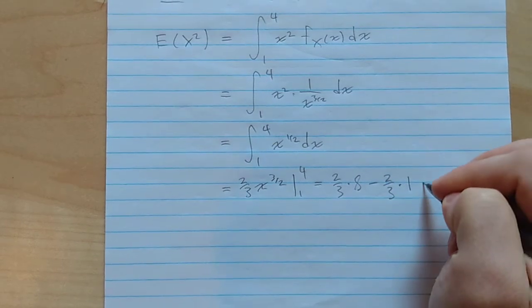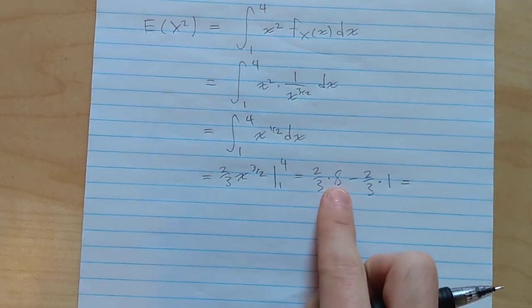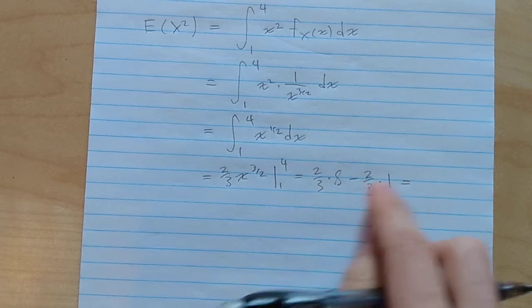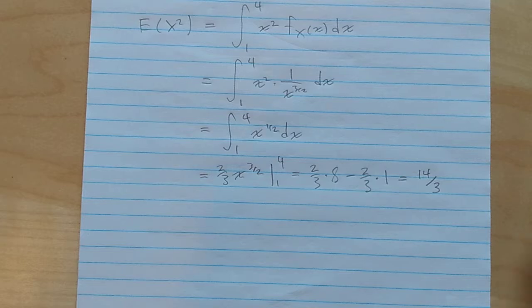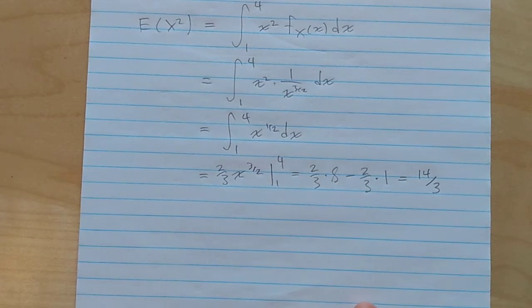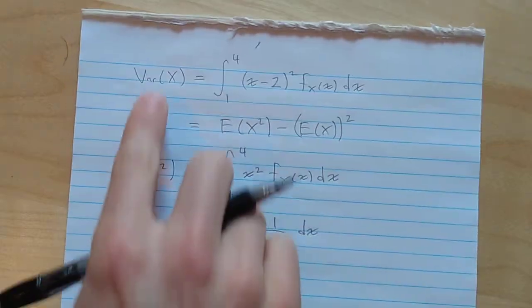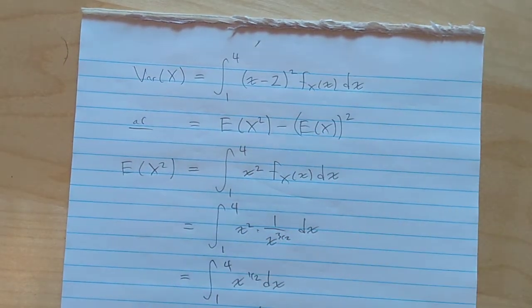Times 1, which is equal to, what do I get here? 8 times 2 is 16, minus 2, 14/3, looks like. All right. And so that was the expected value of x squared. And so now we're going to get the variance by doing that thing minus the expected value of x squared.